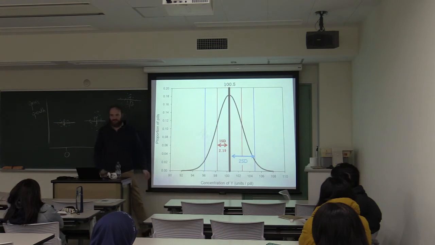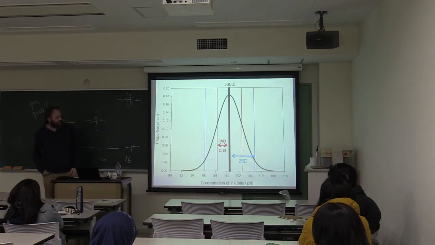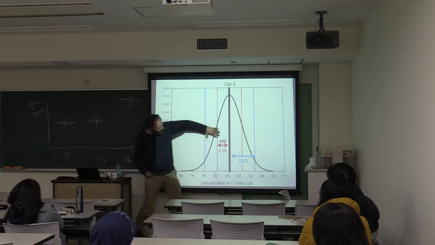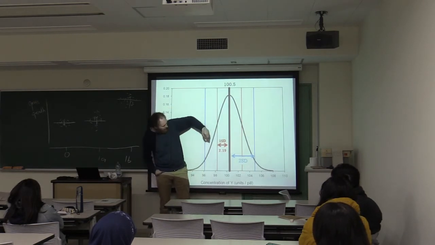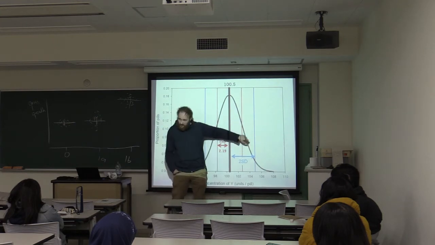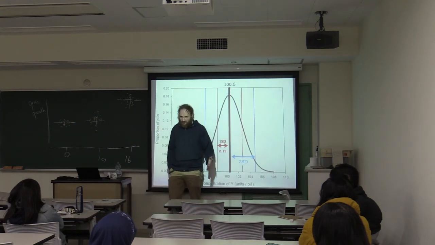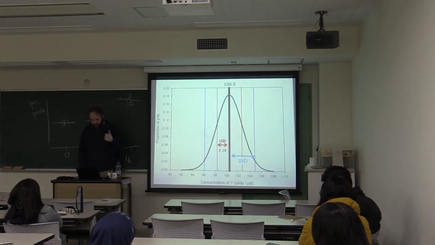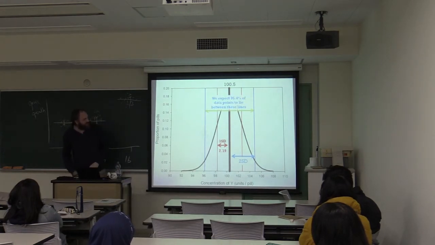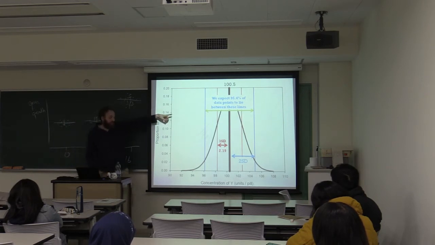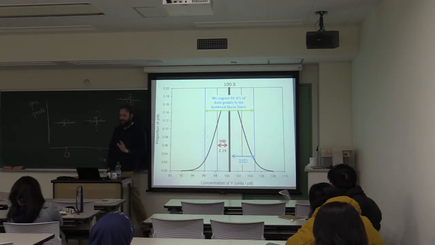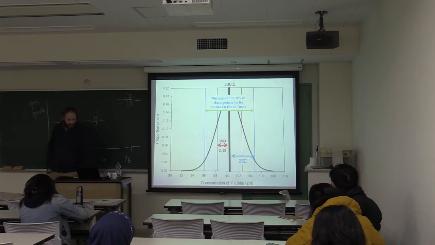Two standard deviations is 4.38. What percentage of pills would we expect to fall within one standard deviation? 68%, right? What percentage of pills do we expect to fall within two standard deviations? 95.4%, right? Good. So we expect 95.4% of data points to lie between these blue lines. Everyone happy with that?